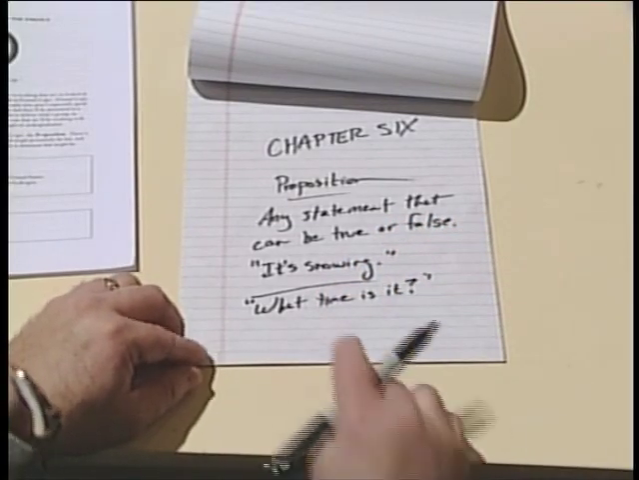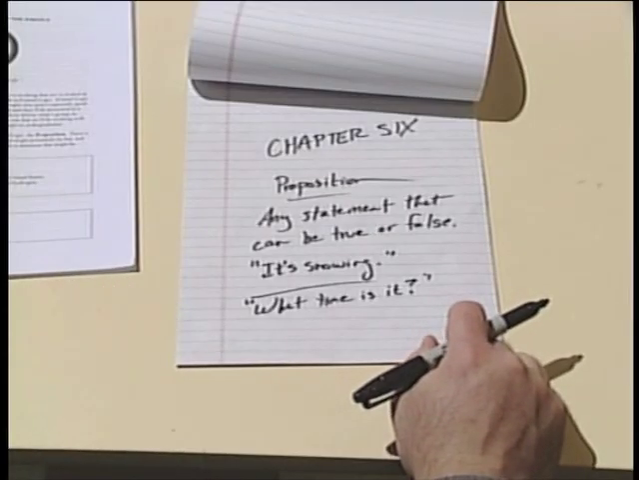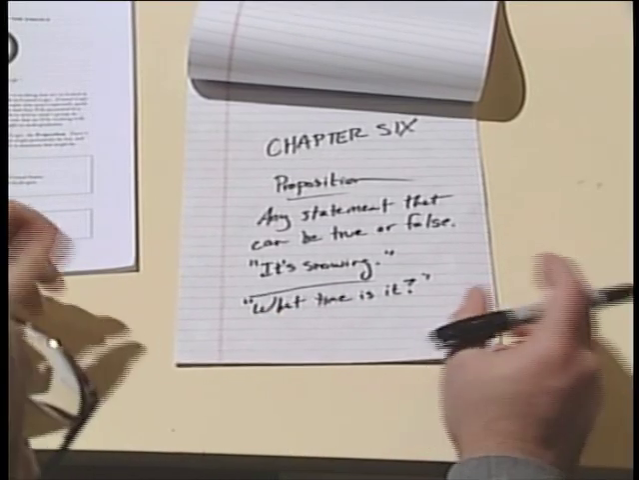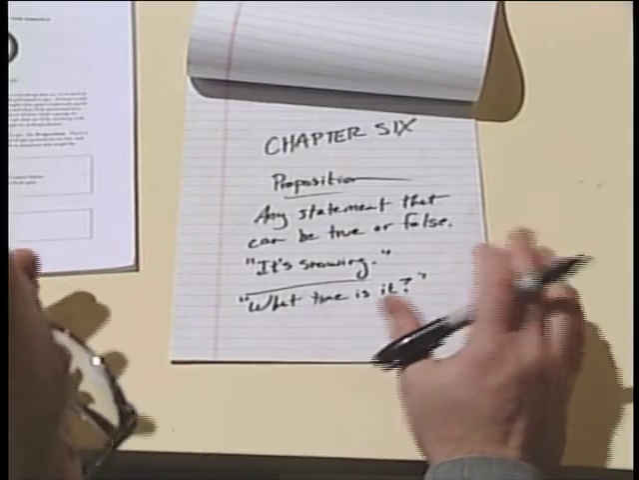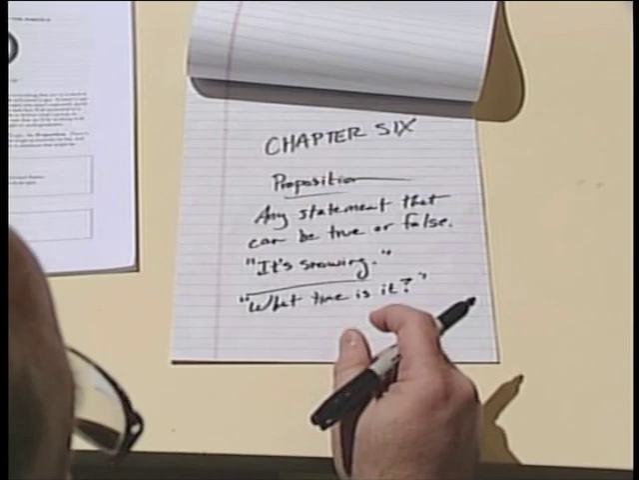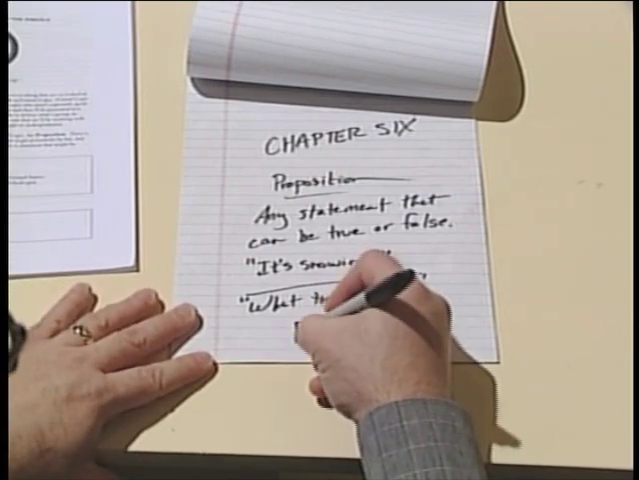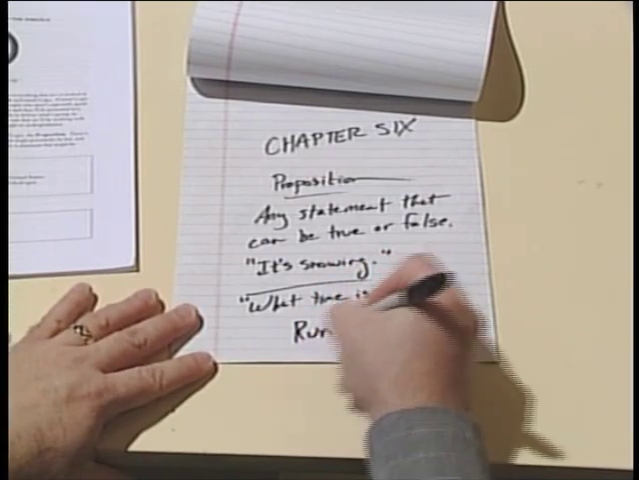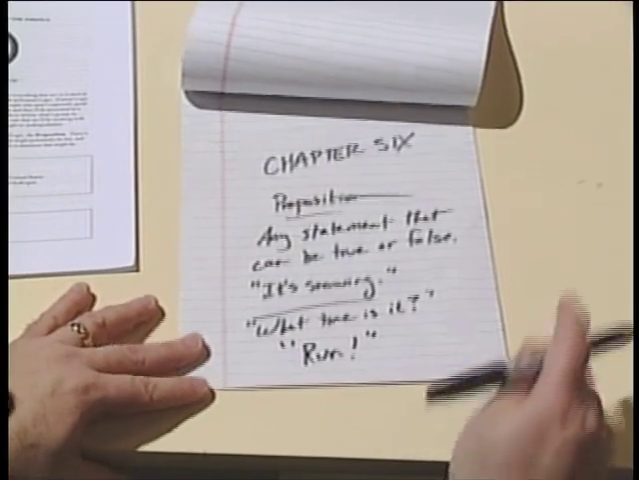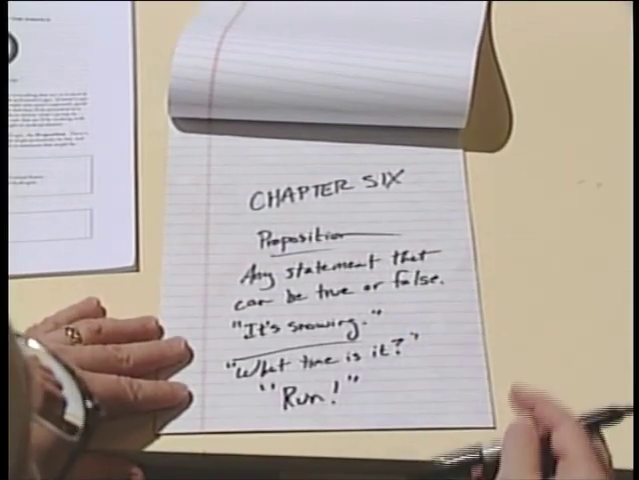That can't be true or false. I can't be true in asking what time it is. I cannot lie by saying what time is it. I'm asking a question. I suppose I could be a little tricky because I already know the answer or something, but ultimately it's just a question. If I give you an order, like run, that also would not be a proposition. A proposition has to be true or false.